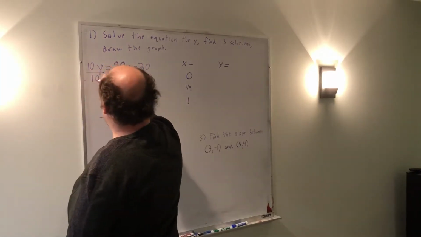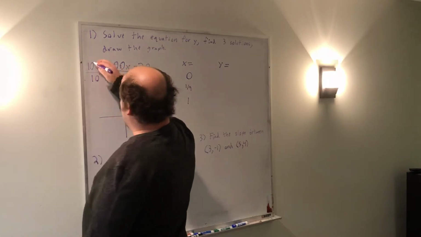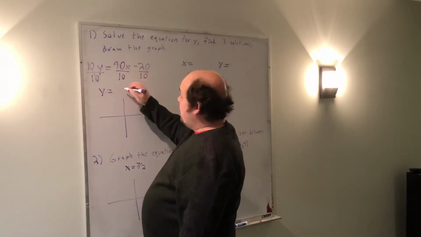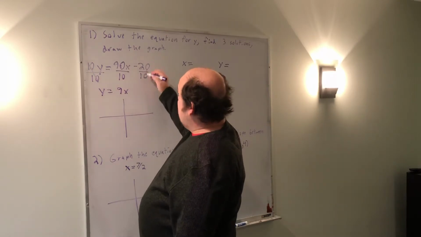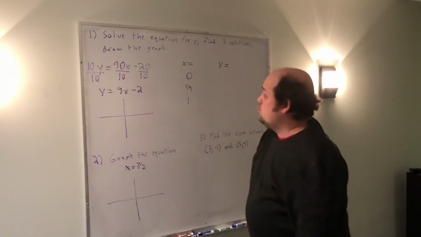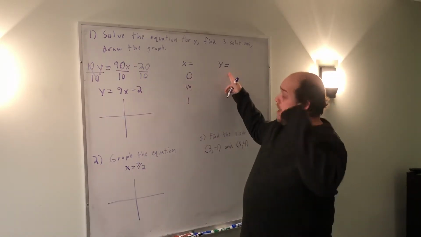If I divide by 10 on the left side, I have to divide each term on the right side by 10 as well. The 10 divided by 10 crosses out and gives me y. 90 divided by 10 leaves me with 9x, and 20 divided by 10 leaves me with minus 2. It then asks me to plug in specific x values to see what y I would get.